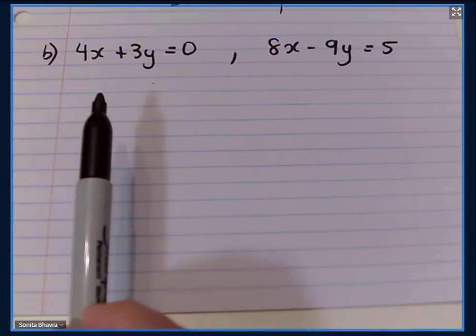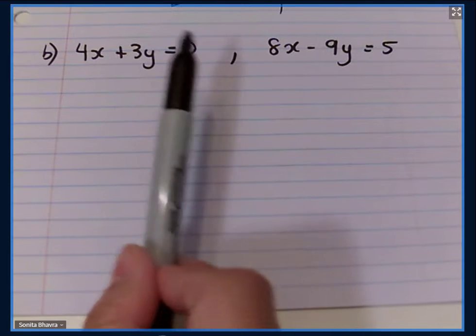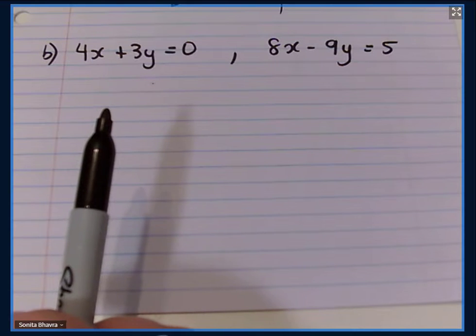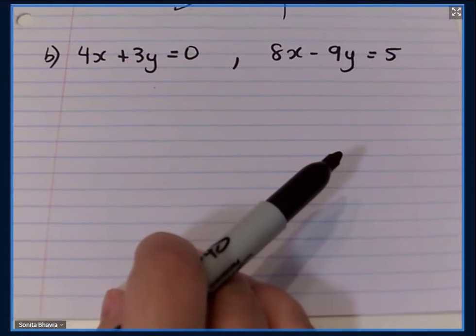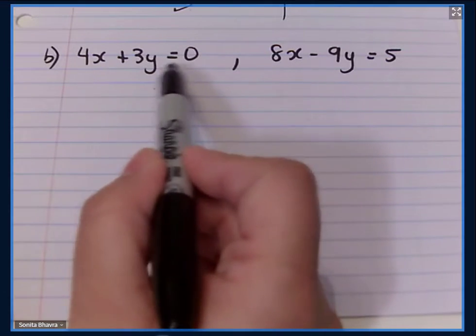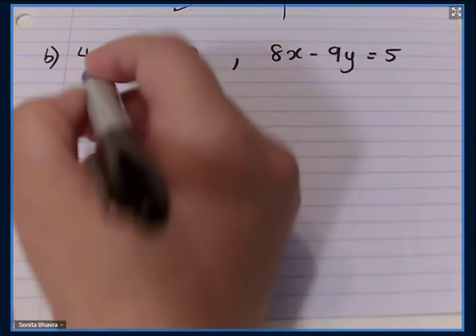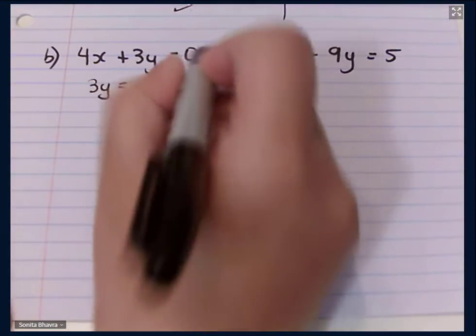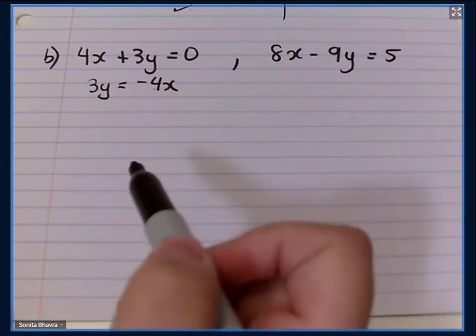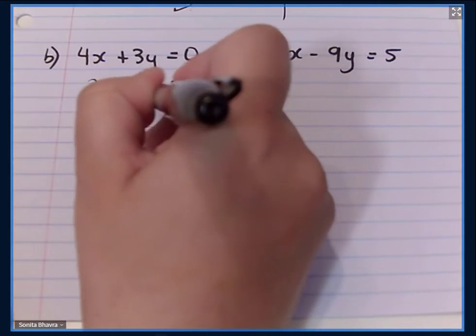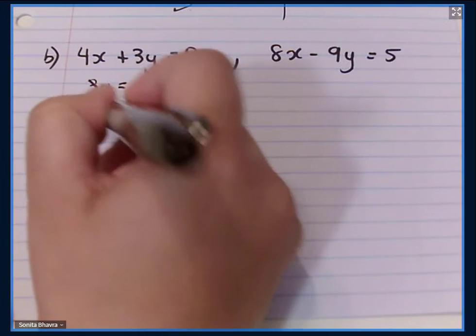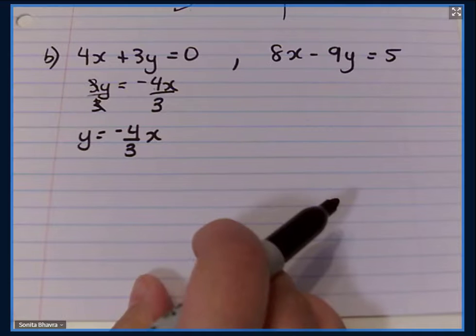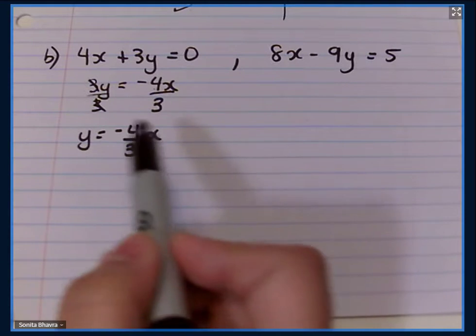So again, let's rearrange this equation in terms of one variable. Let's put this one into y equals. So we have 3y equals 0. I'll subtract the 4x, so 3y equals negative 4x. All I've done is subtract the 4x over to the right side. And then I'll have to divide by 3. So we end up with y equals negative 4 over 3 x. All right, so we have now solved for y.